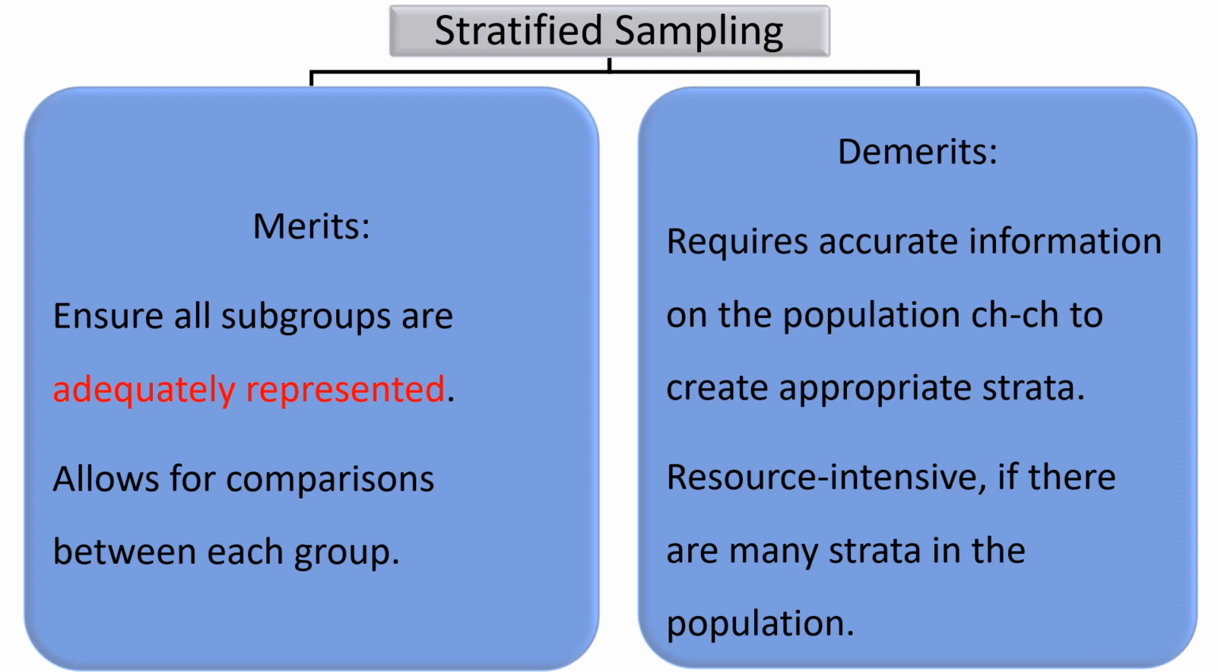The other disadvantage is that it is resource intensive if there are many strata in the population. If there are many subgroups, it requires a large amount of resources just to take a sample from each of those groups.